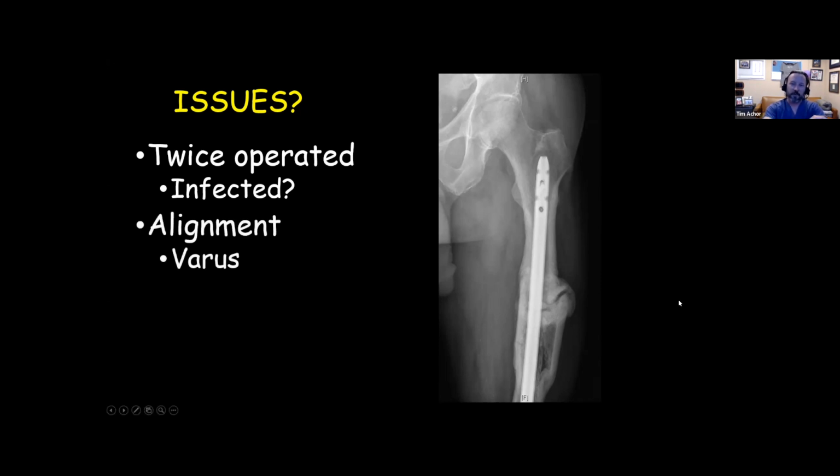I think sometimes when these are your own cases, it's easy to say, this alignment's pretty good here. This looks pretty good. When it's other people's cases, it's easy to throw stones and say, oh my gosh, look at all the varus.